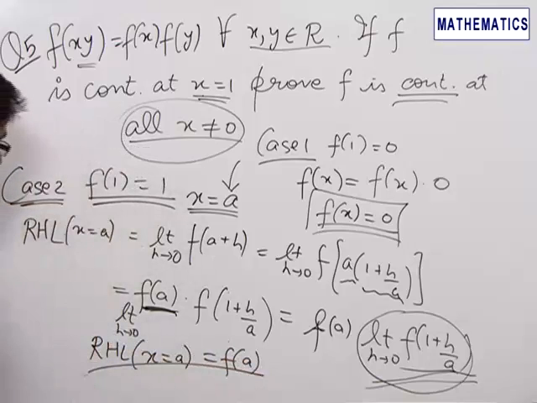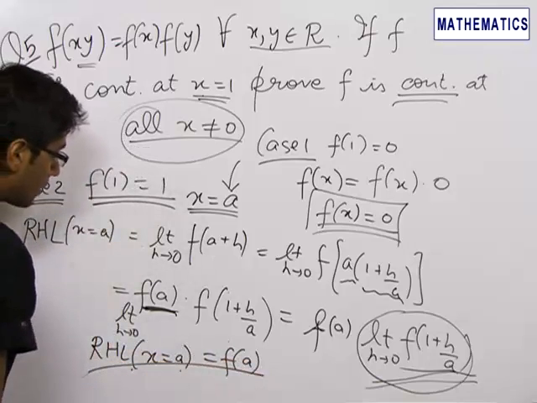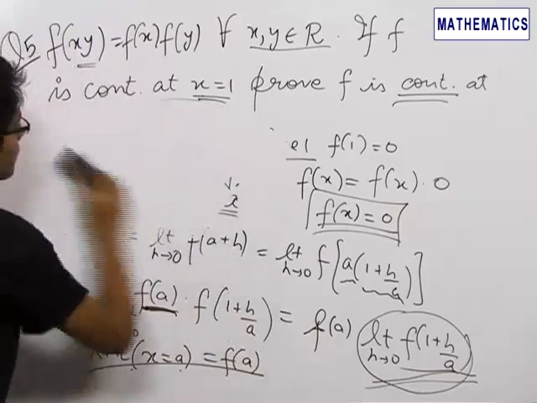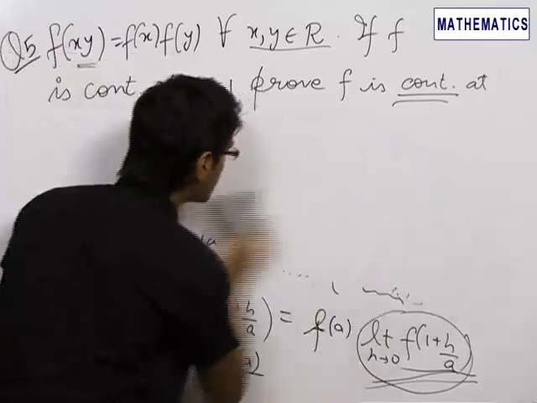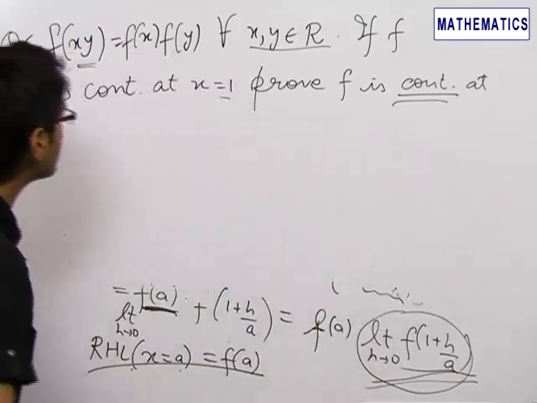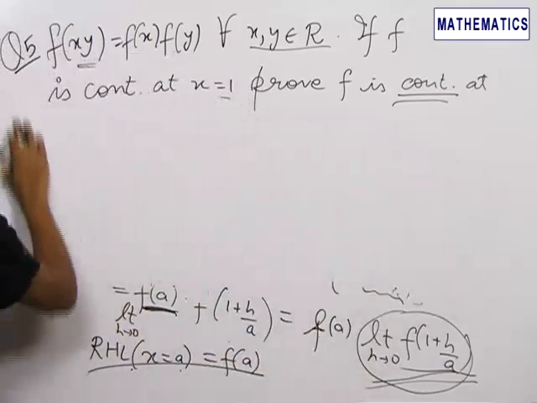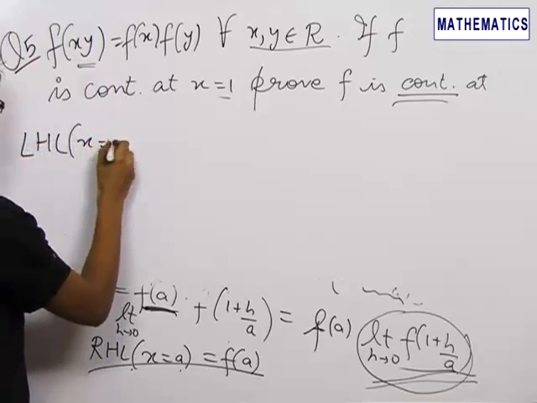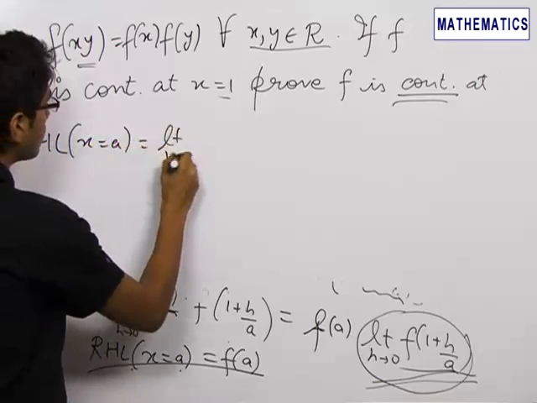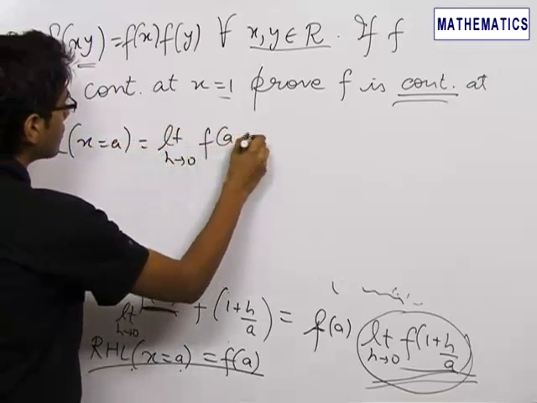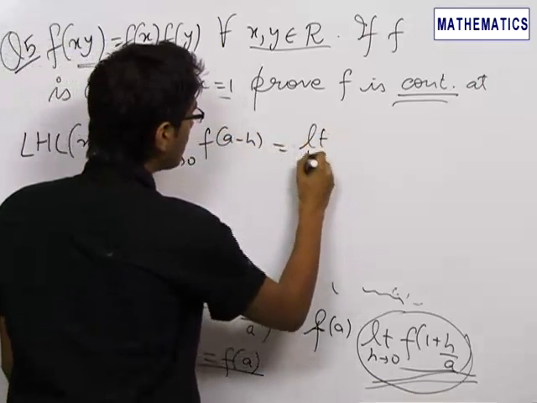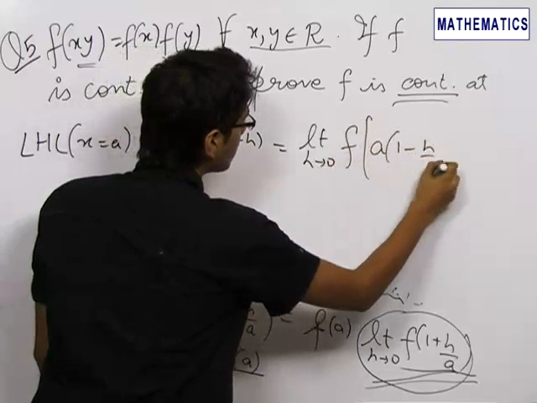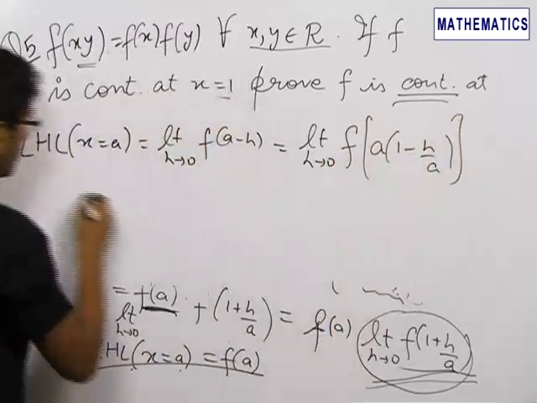Now we just need to prove that the left hand limit at x equals a is also equal to f of a, because we know that for the continuity of a function at x equals a, the right hand limit is equal to left hand limit is equal to the function's value at that point. So the left hand limit at x equals a is equal to limit h tending to 0 f of a minus h. This is equal to limit h tending to 0 f of a into 1 minus h upon a, in the similar fashion as we did earlier.